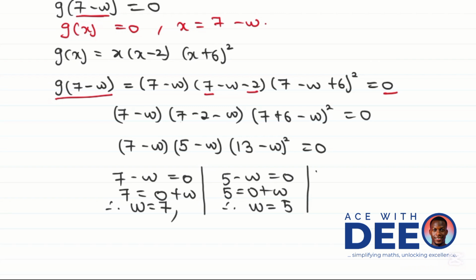And if I'm picking the last one, which is 13 minus w, all squared, equal to 0. Anytime I want to remove the square on a number, we take the reverse, which is the square root. So 13 minus w will now be equal to the square root of 0, which is obviously 0. So 13 is equal to 0 plus w, and we finally say that w is equal to 13.